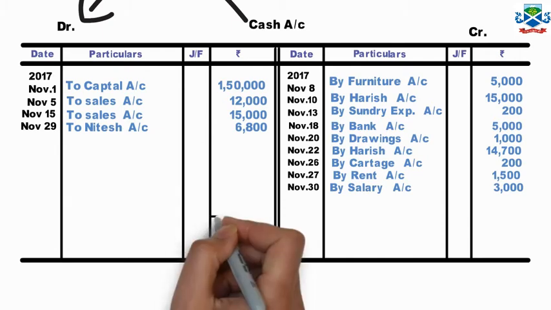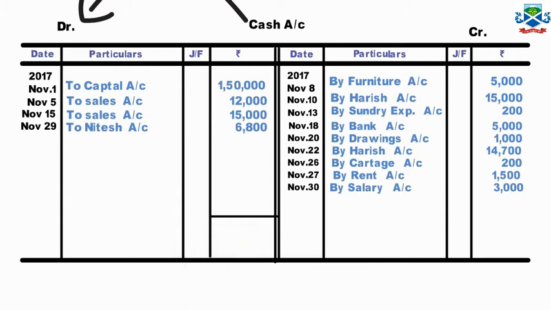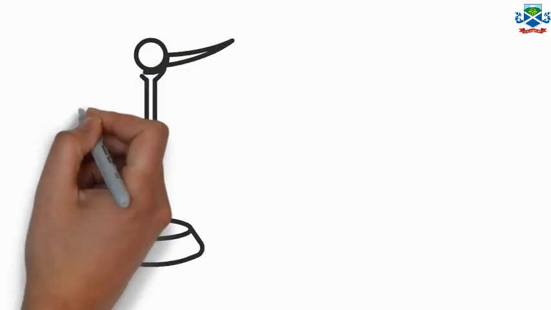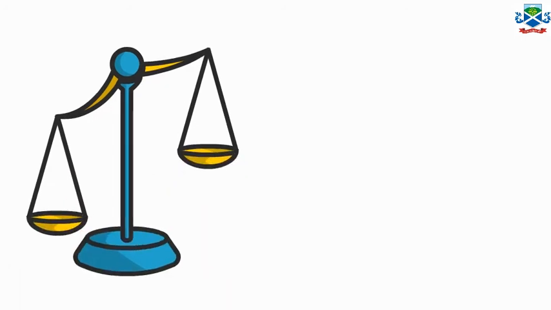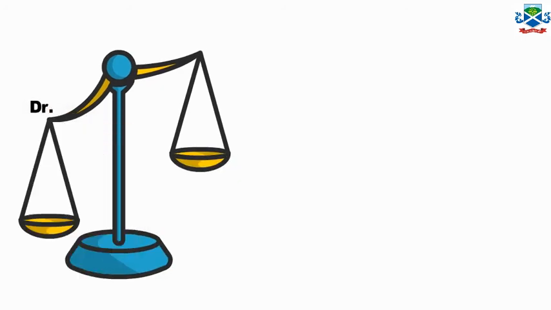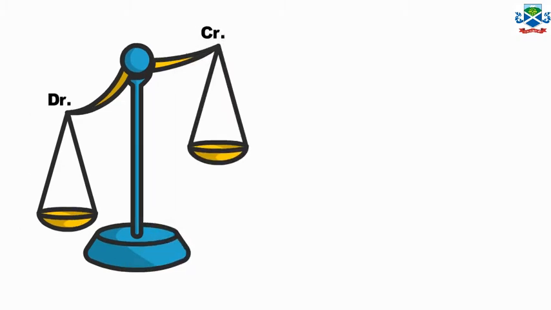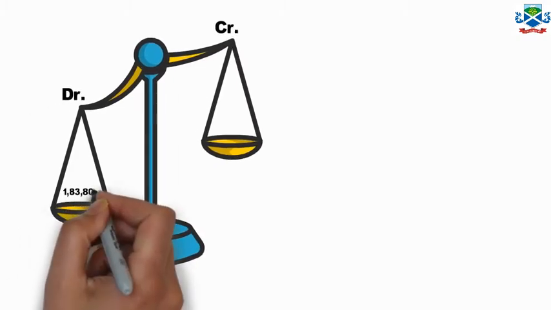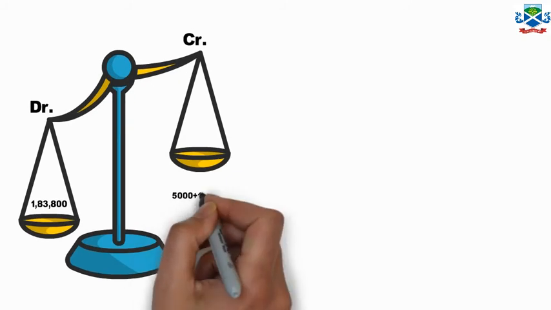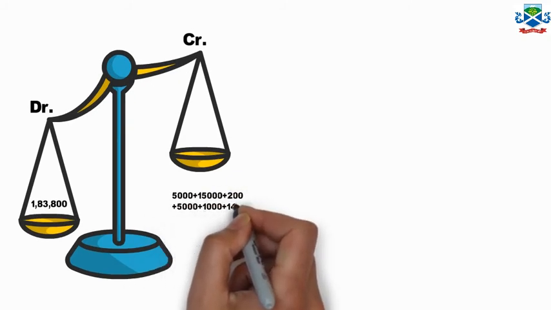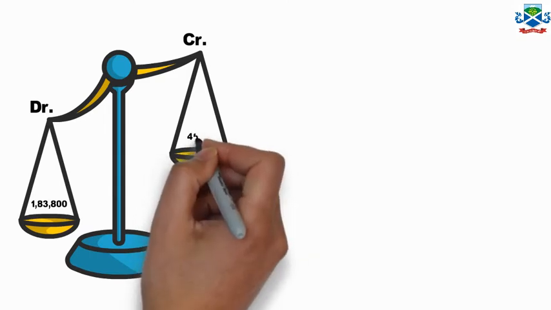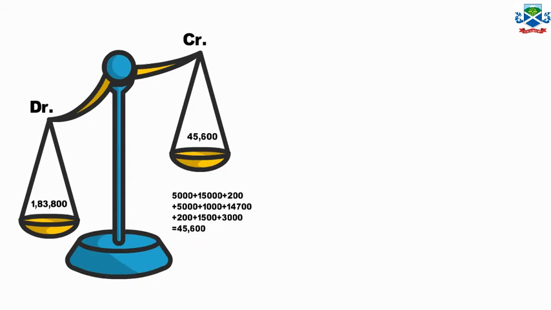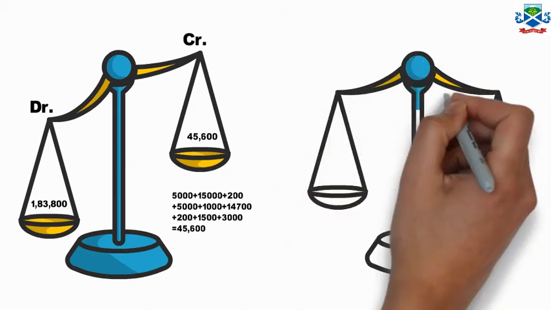Journal posting is done. Now we'll go to every ledger, totaling of every ledger, but while we are doing it, you have to remember which side is greater. That part we'll do first. So think of a balancing weighing machine. If you go to the cash account, we have debit and credit. On the weighing machine, one side is debit and another side is credit. The debit side, as you have seen in the cash account, is 1,83,800, and if you go to the credit total, you will find it comes to 45,800. So the debit side is more.